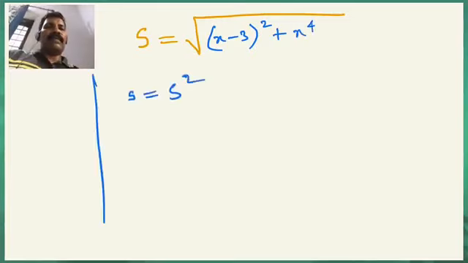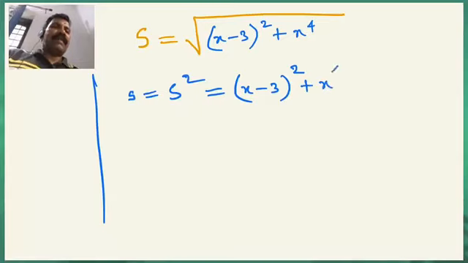Here let small s be equal to capital S squared. Why? Because when small s is minimum, automatically capital S is also minimum and vice versa. So here we can have very easy computation by doing the square process. So small s is equal to capital S squared. What is it now? That is (x minus 3) the whole squared plus x raised to 4. Then we have the function s, that is (x minus 3) the whole squared plus x raised to 4.